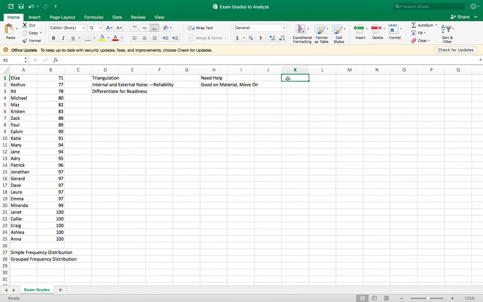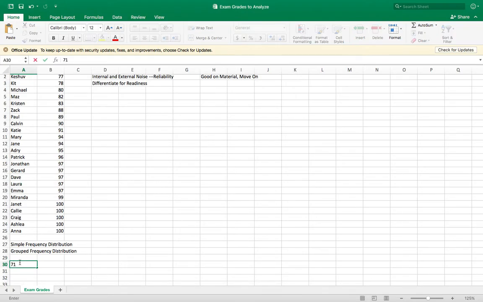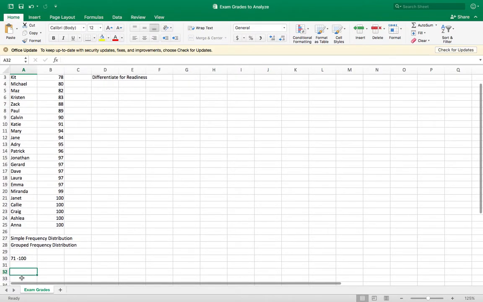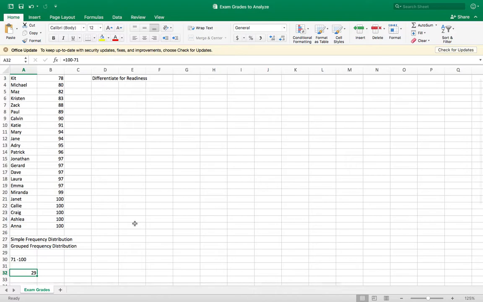So let's just say my lowest grade was a 71, my highest grade is a 100, right? So I have from 71 to 100. That's my distance between the lowest and the highest score, right? You can get Excel to calculate all this at one time, but let's just look at my range. That would be the difference between my highest and my lowest grade. So my range is 29, okay?